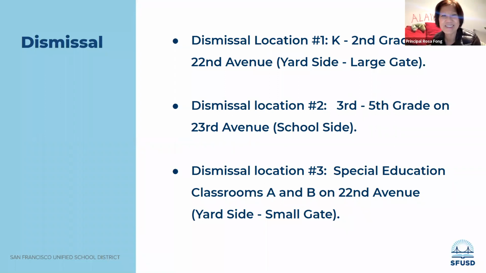Okay, so our dismissal will be the same. K through 2nd, the yard gate, the large gate. Dismissal for 3rd through 5th will be on 23rd Avenue. Dismissal for our special education programs, classrooms A and B, on 22nd.